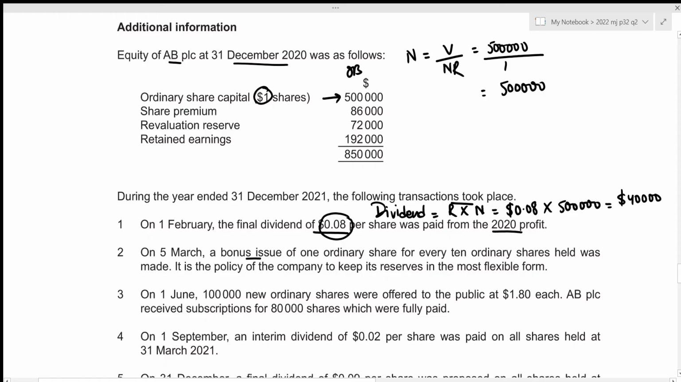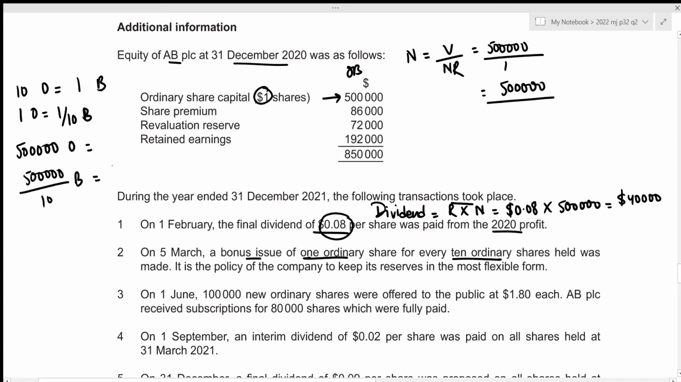Now, on 1st March, a bonus issue of 1 ordinary share for every 10 ordinary shares held. So this just means that for every 10 ordinary shares we have, we're providing 1 new bonus share. Now, let's utilize our unitary method. For 1 ordinary share, we'll be providing 1 by 10 bonus shares. And we know that we have the total of 500,000 ordinary shares. So for 500,000 ordinary shares, we'll be providing 500,000 divided by 10 bonus shares. So that's 50,000 new bonus shares. And we know that bonus issue can only be made at the nominal rate, which means that our ordinary shares will be increased by 50,000, which is the number of bonus shares, times our nominal rate of 1, which results in 50,000.